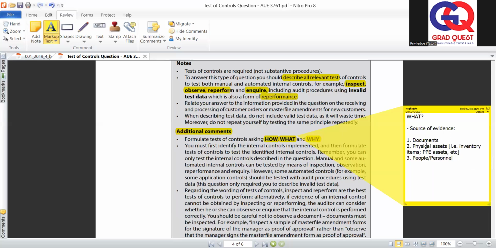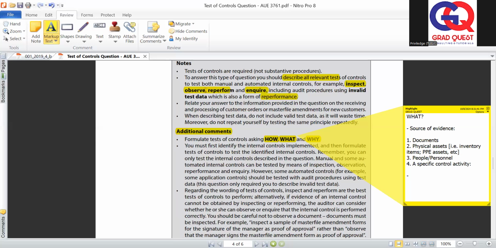And I want you to observe something. Some of all this acts as a form of internal control. For example, documents are a form of internal control. People, personnel, are a form of internal control. I don't want to limit it to this, but let me expound it further. It can be a specific control activity.